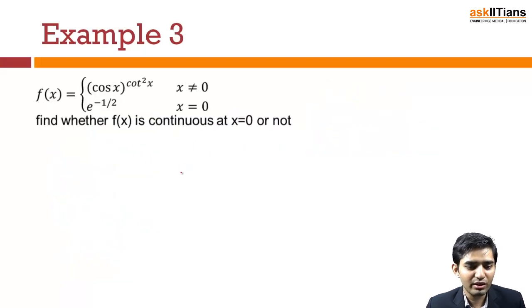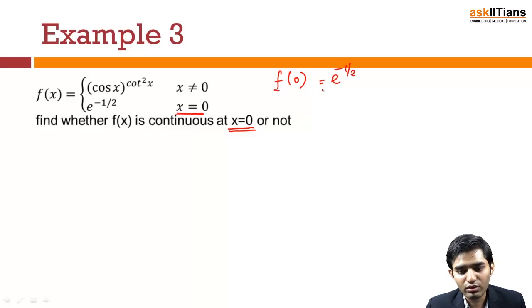Let us see the third example. Here, f of x is given, and we have to check whether this function is continuous at x equal to 0 or not. First of all tell me what is the value of the function f of 0. At x equal to 0, clearly the value of the function is e to the power -1 by 2. F of 0 is e to the power -1 by 2.